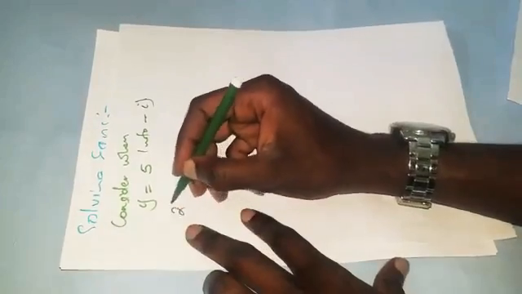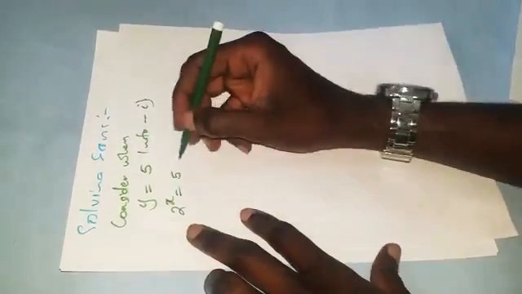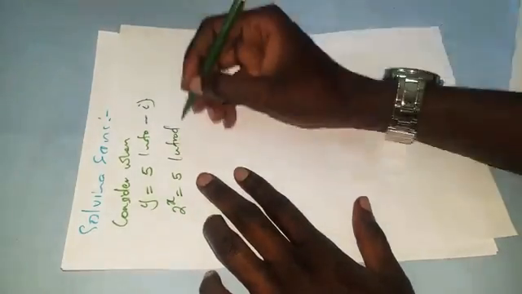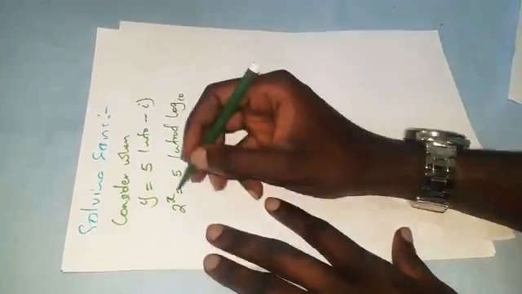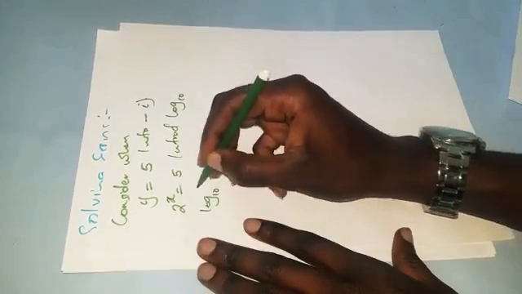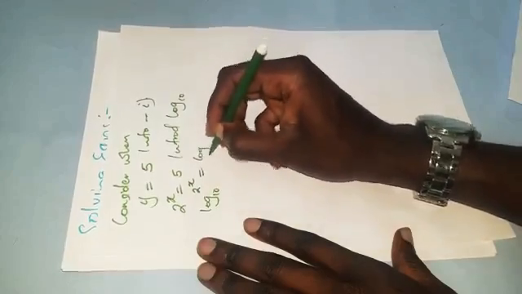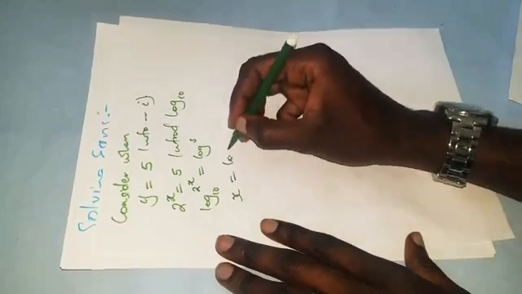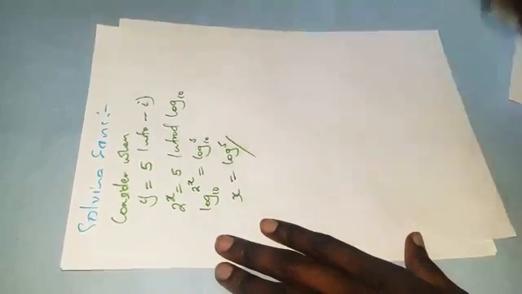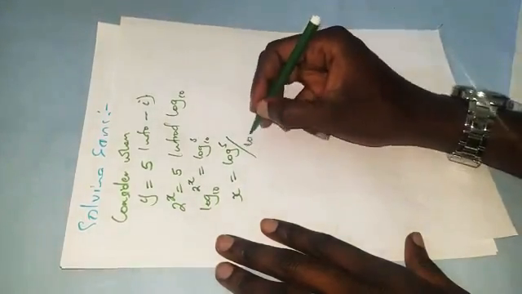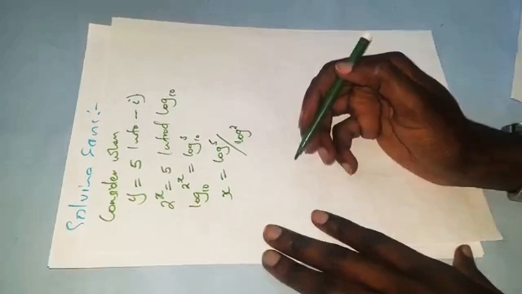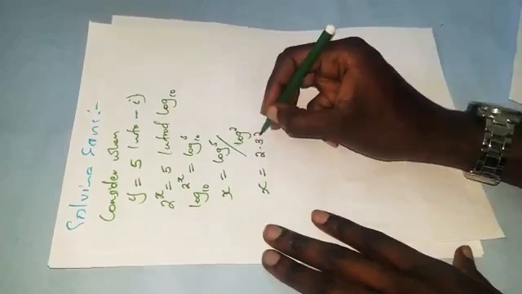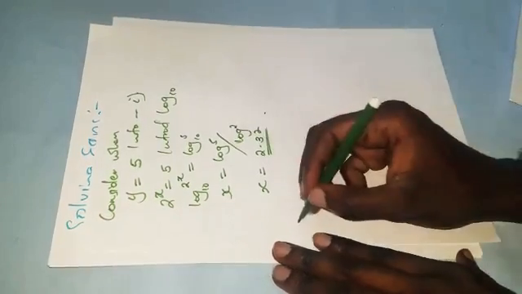So we shall have 2 power x equals 5, and introduce the logarithm on either side, that is base 10. So we shall have log 10 of 2 power x is equal to log 5, and then by the rule of that, x is equal to log 5 over log 2. It can have a base 10, it can be left flat, it's still the same thing, there is no problem. In that case now our x is equal to 2.32.